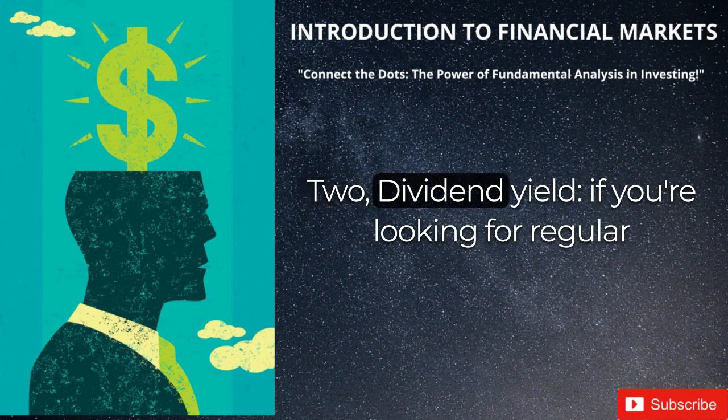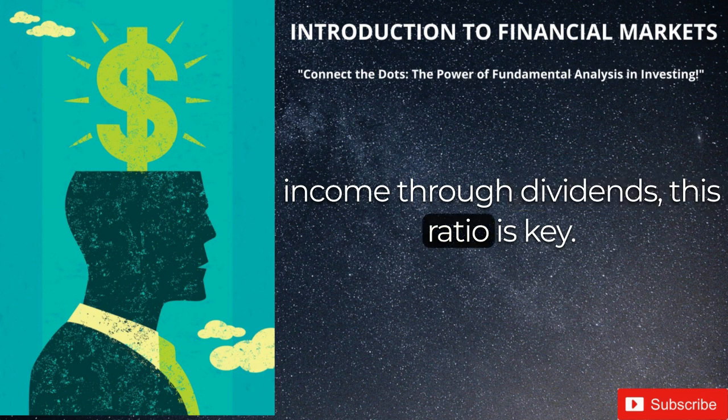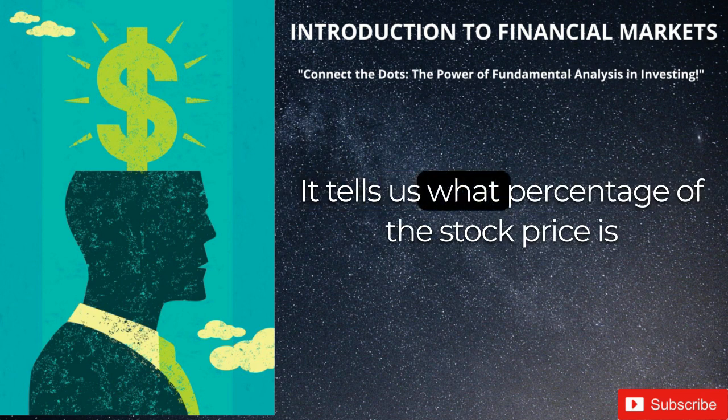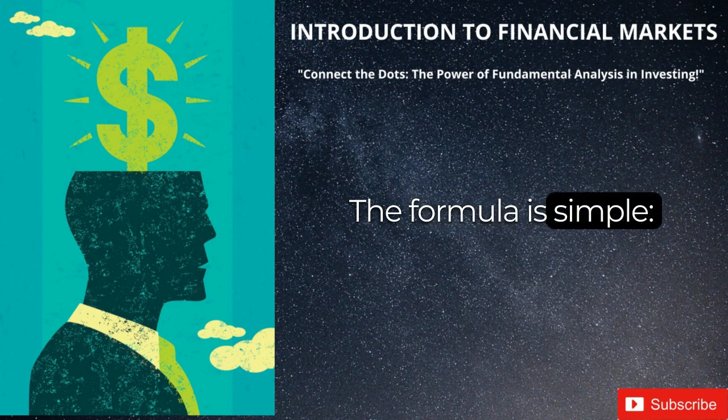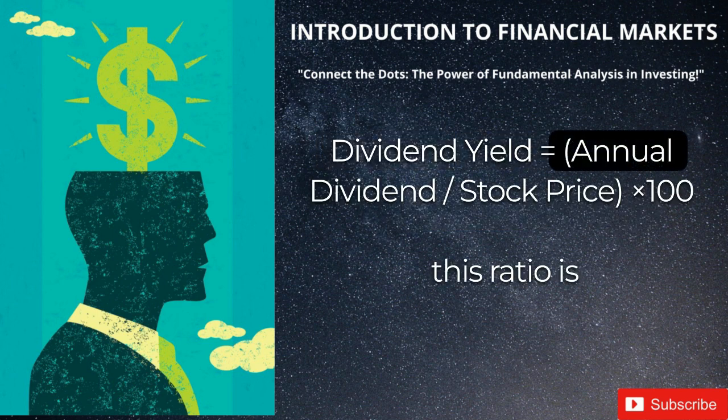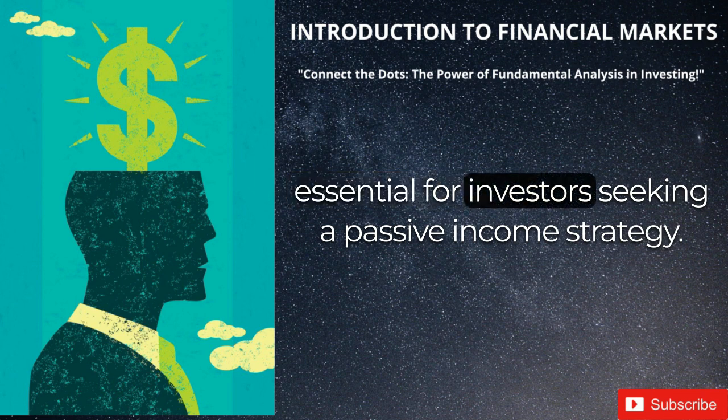2. Dividend yield. If you're looking for regular income through dividends, this ratio is key. It tells us what percentage of the stock price is returned to the investor in the form of dividends. The formula is simple. Dividend yield equals annual dividend / stock price times 100. This ratio is essential for investors seeking a passive income strategy.